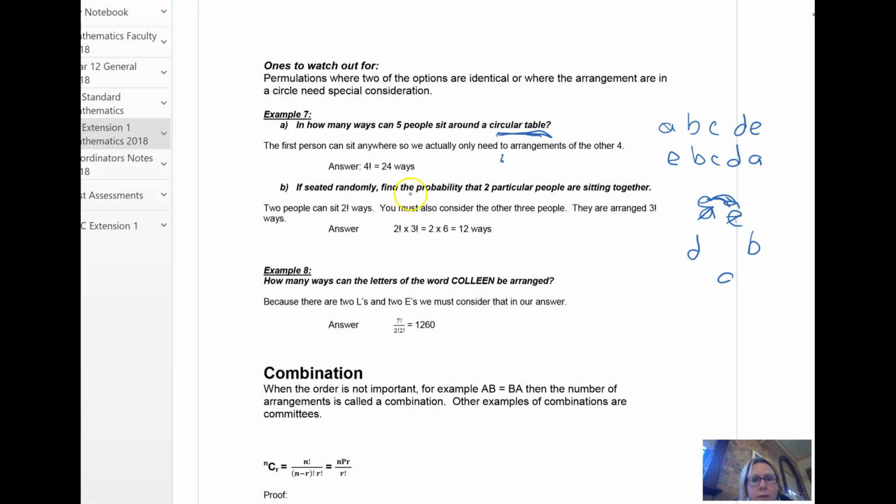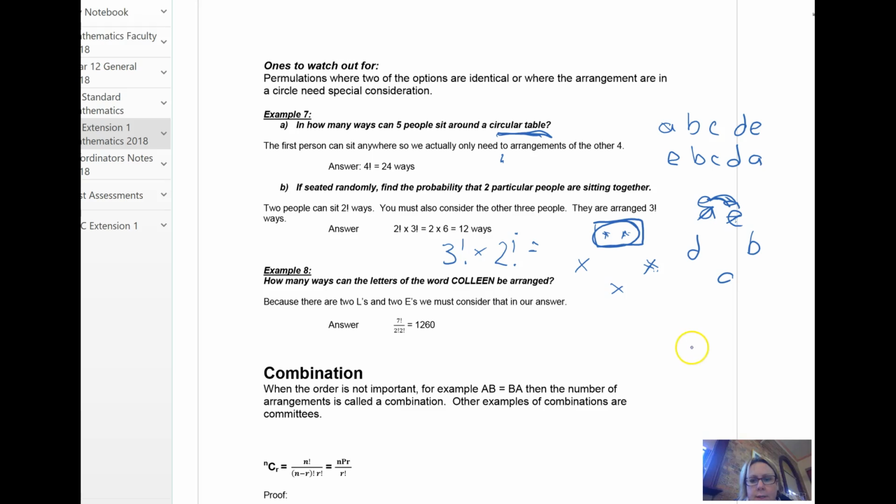If seated at random, what's the probability that 2 particular people are sitting together? I've got 2 people here, and then I've got 1, 2, 3 people in the table. So essentially I've got 4 people trying to sit at a table. So it's 1 less, 3 factorial, and I can have these people swap spots. So that's 2 factorial, and that will give me my answer.